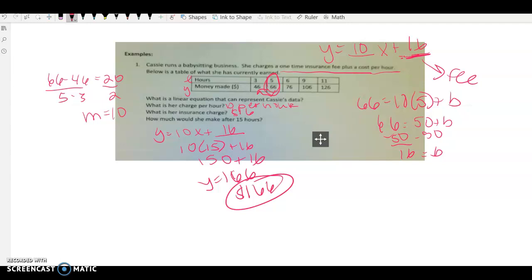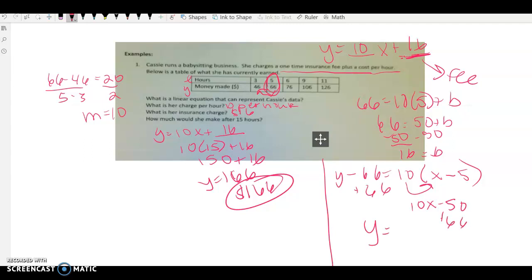You can use point slope. You can use slope-intercept form. All right. I could also do this. Y minus 66 for y1 equals my slope of 10 times x minus x1, which would be 5. And I could go in, right? I get 10x minus 50. I could add 66 to both sides. I get y equals 10x. See what I do wrong. $10 an hour. You still should get the 166. All right. Even when you go in and plug in those.